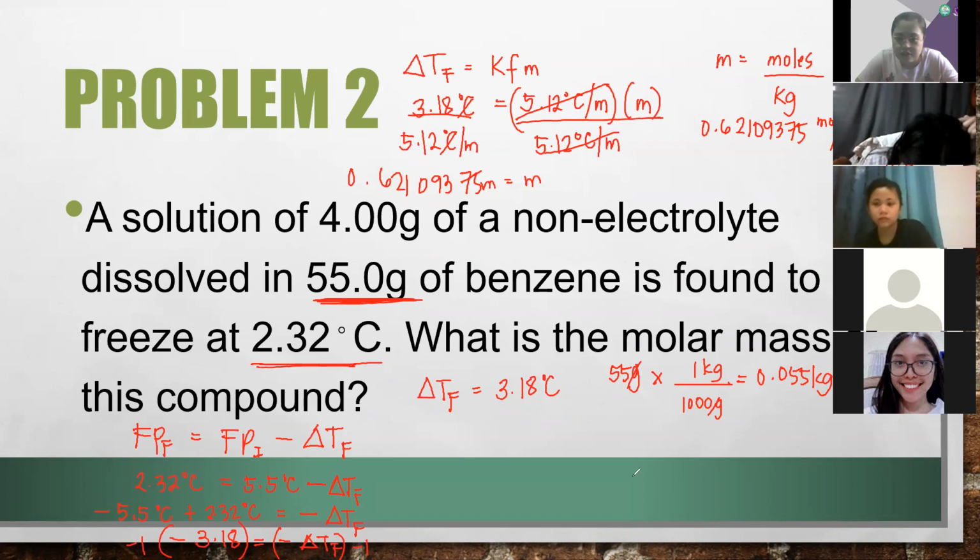Okay, so yan yung ilalagay natin dito. 0.055 kilograms. Okay? Cross multiply, you will have the moles here. Multiply natin sila ha, and then makakancel si kilograms. So 0.055 times 0.62109375. Medyo mahaba ito. 0.03416015625 moles. Pero, moles pa lang yan.